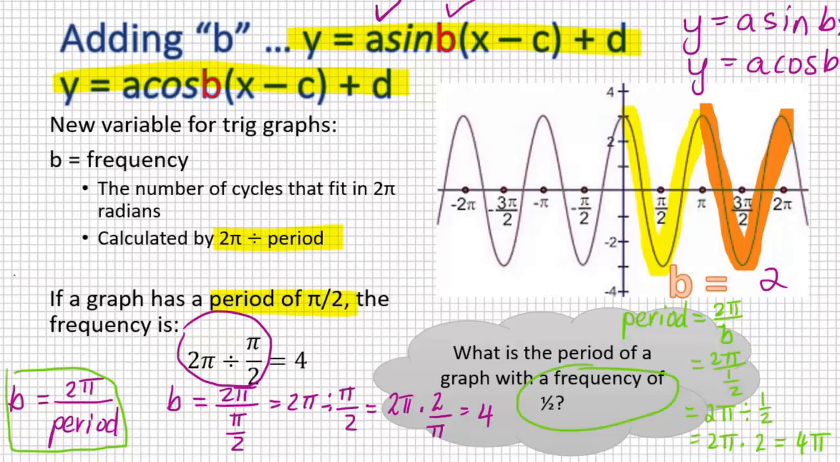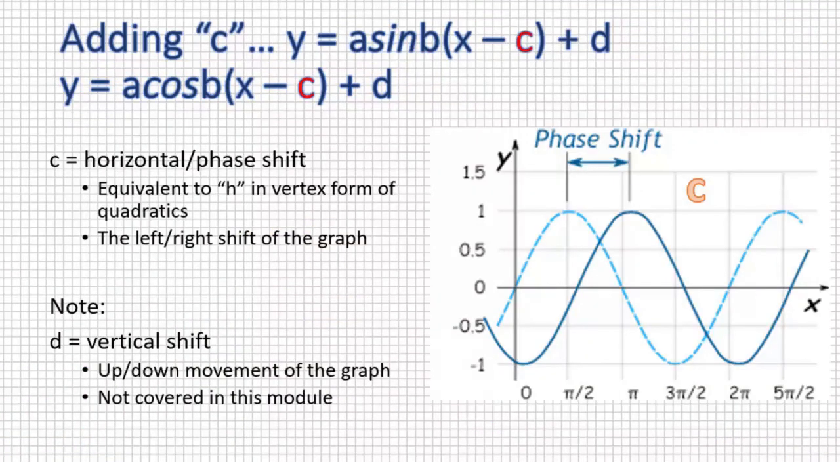So now we'll have a look at c. Given our general equation for a sinusoidal function, either sine or cosine, we find that c is the horizontal shift, or the phase shift. It shifts the graph along the x-axis. If we think back to quadratics in vertex form, these have the form y is equal to a times x minus h squared plus k, where the vertex was given by (h, k). C functions in the same way that the h does. In the case of quadratics, the h shifted the quadratic left and right along the x-axis.